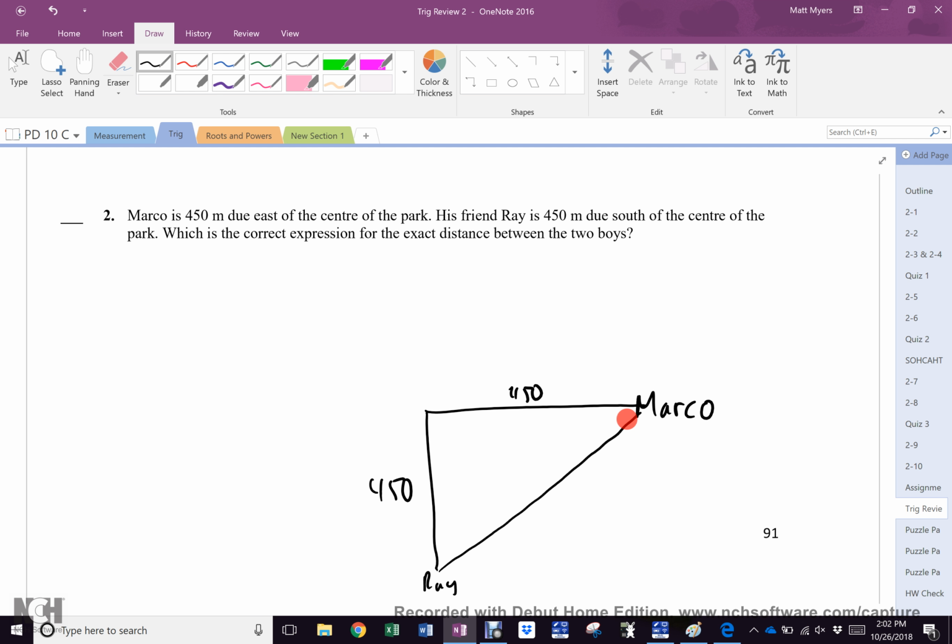Like 450 squared plus 450 squared. Yeah, that. I'll do the square root of the square, plus 450 squared. There you go. That would work. What else would work? The square root of 405,000. Okay, what else would work?